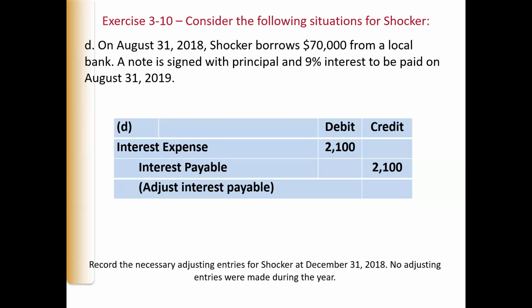We know that 9% interest is shown as an annual, a yearly amount. So what we would do is take our 70,000 times 9%, which would be the amount annually, or 6,300, divide that by 12 to come up with how much it is a month, and multiply it times 4 months. So we would be debiting our interest expense, 2,100, and credit our interest payable for 2,100.